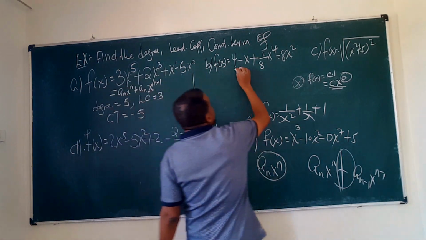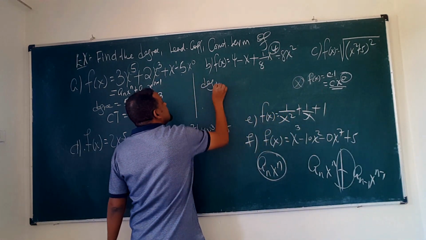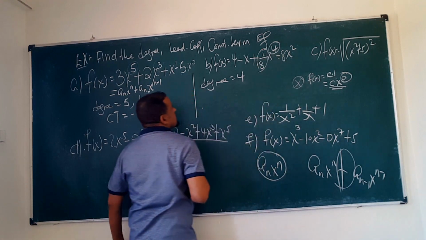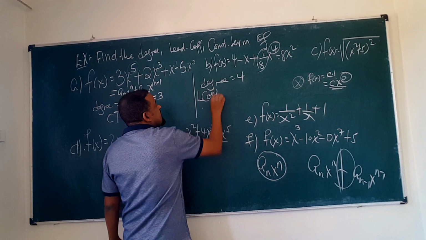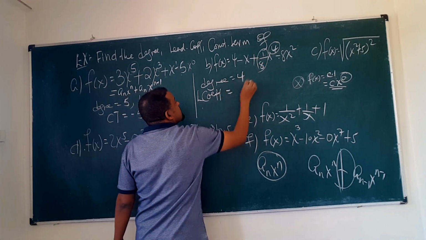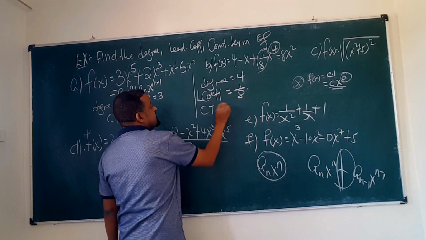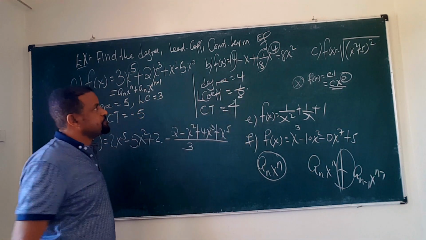So what is our highest power? 4. So the degree is 4. The coefficient that comes with x to the power of 4, the leading coefficient, is 1 over 8. What about the constant term? The constant term is 4.